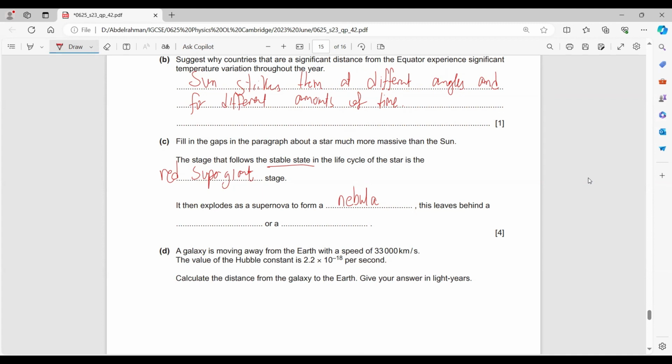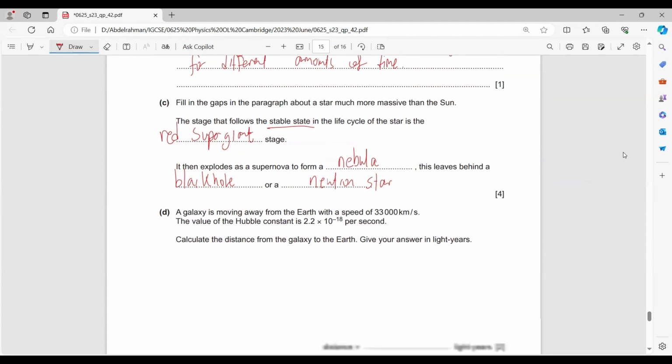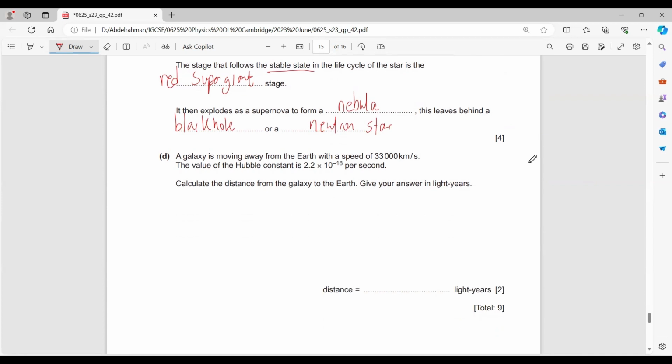If it is a red supergiant, what does it leave behind? A black hole, or a neutron star. Can a red giant leave behind a black hole or a neutron star? For example, our sun, can our sun leave behind a black hole? No, it cannot leave behind a black hole or a neutron star.